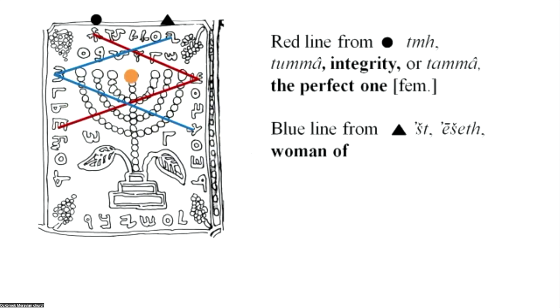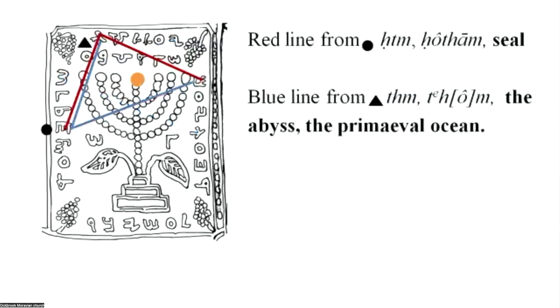And then if you read some of the other possible lines around that star, if you have the red line from the blob at the top, that means integrity or the perfect one. Both cases, it's the feminine forms. And in the blue line, you have Eshet, the woman of. So this star is a sign of the woman of integrity or the perfect one. We know who she is.